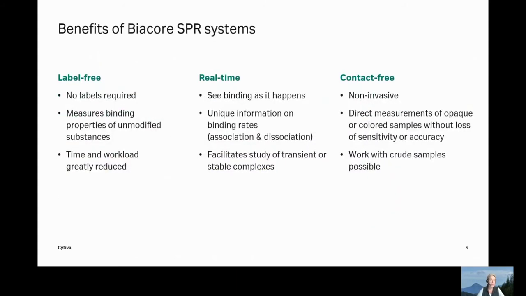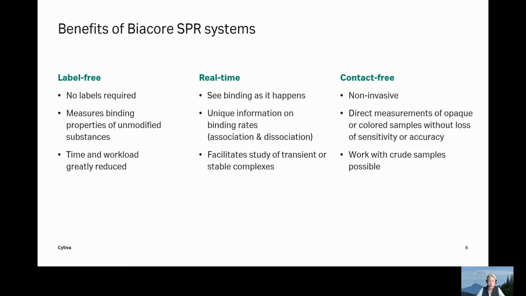What are the benefits of Biacore SPR systems? They employ a label-free detection system, so no labels are required, and therefore they can measure binding properties of unmodified substances, saving time and workload on sample preparation. Biacore systems measure in real time, so you can observe binding as it happens, and this provides unique information on binding rates. As association and dissociation rates are time-dependent processes, they can only be determined with a real-time analysis. In addition, real-time analysis allows observation of transiently existing complexes, as well as stable ones.